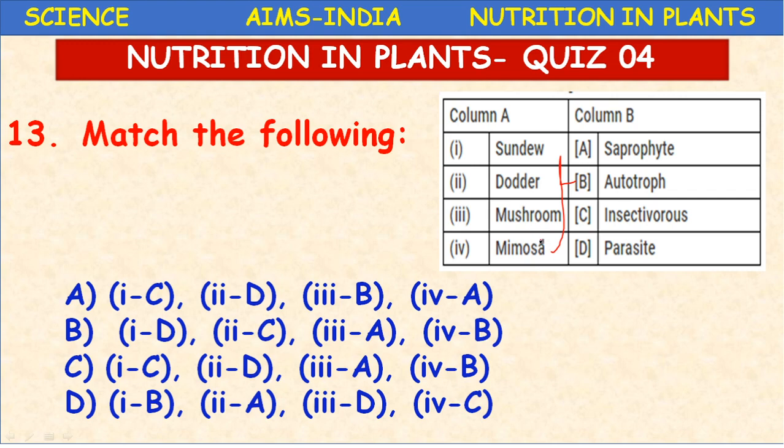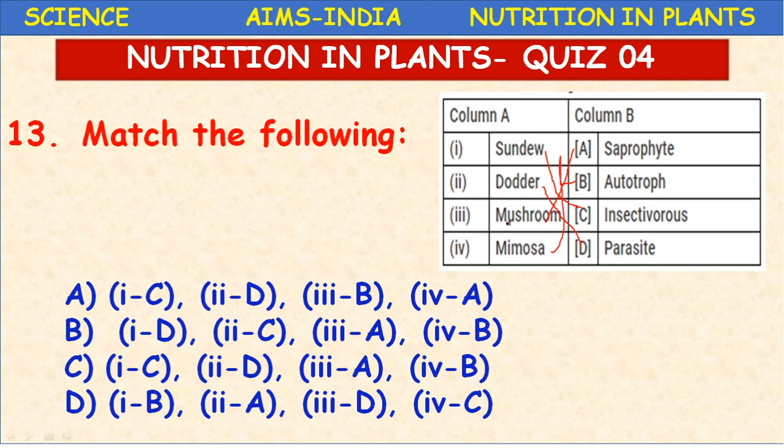So, start matching like this. Okay, are you trying? Yes. Then what is a sundew plant? Sundew plant is an insectivore. Okay, dodder plant is a parasite. Okay, and mushroom is a saprophyte. Okay, children.